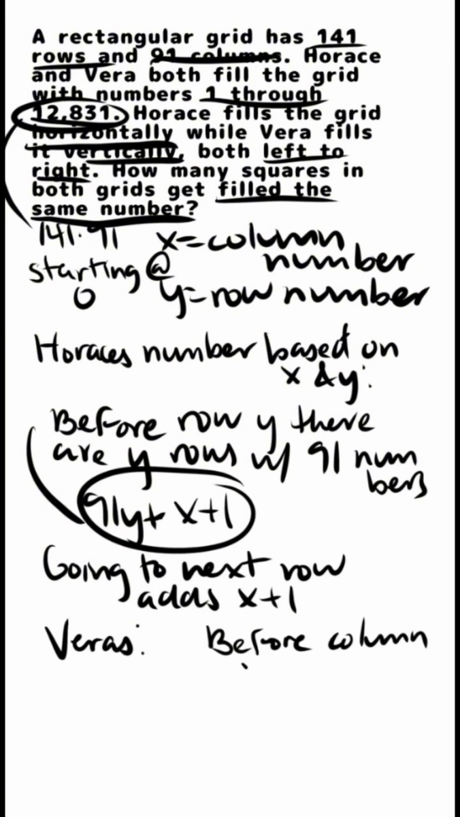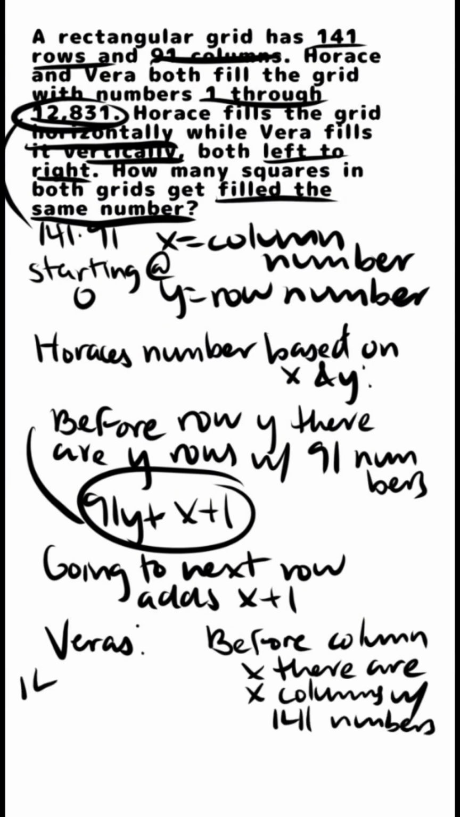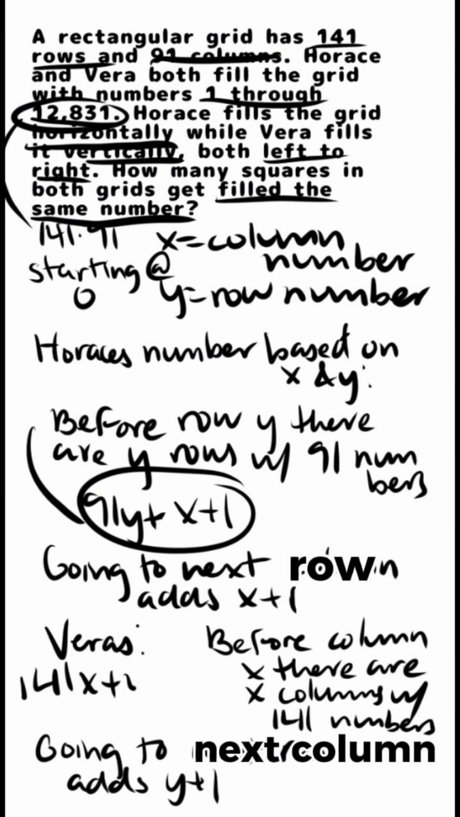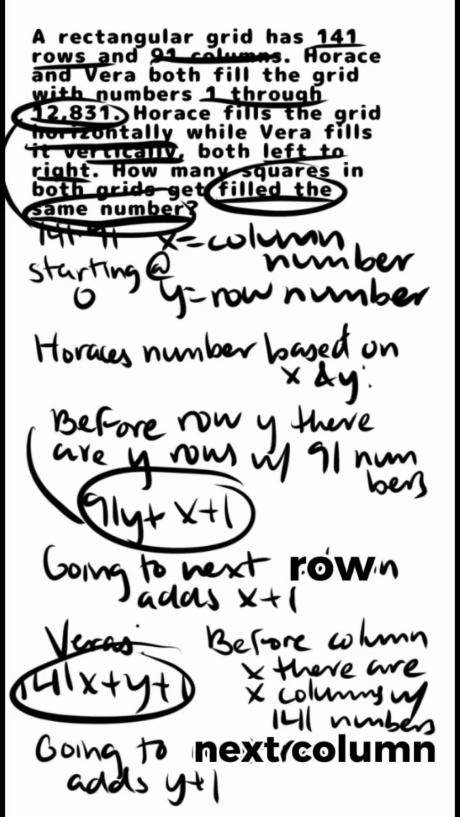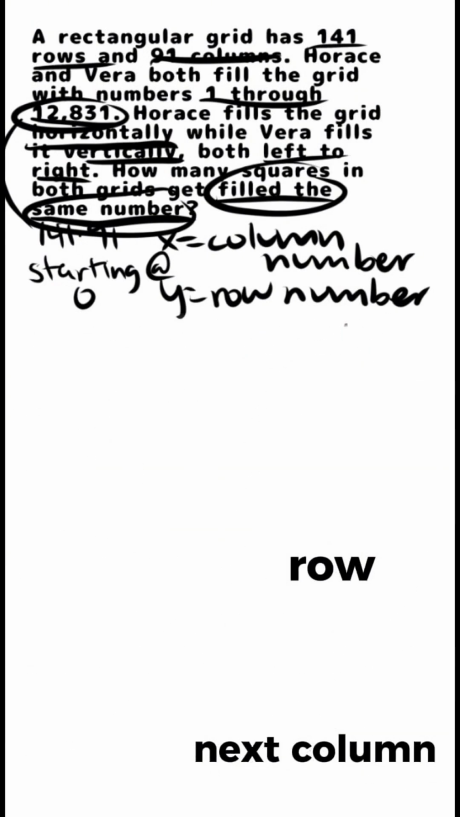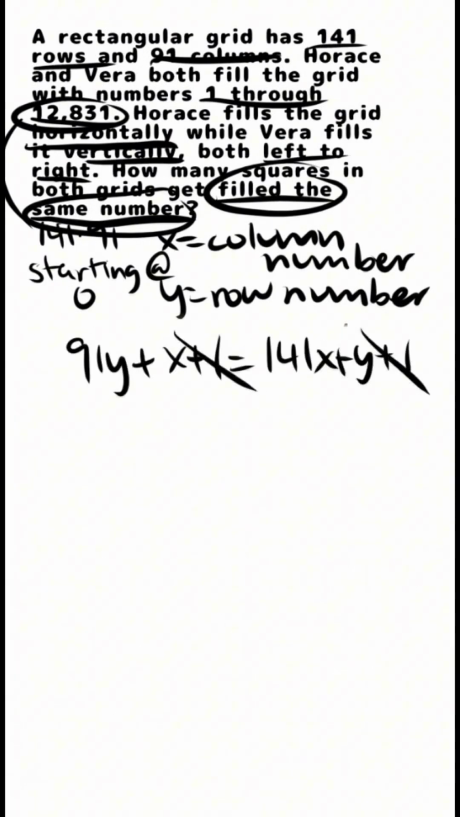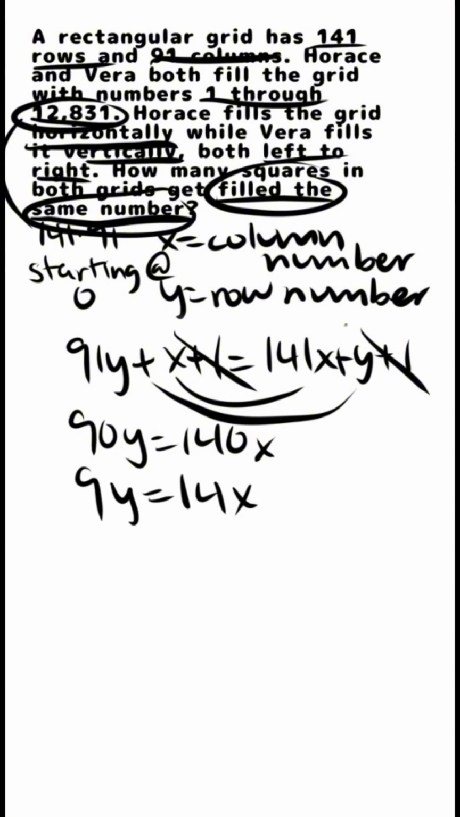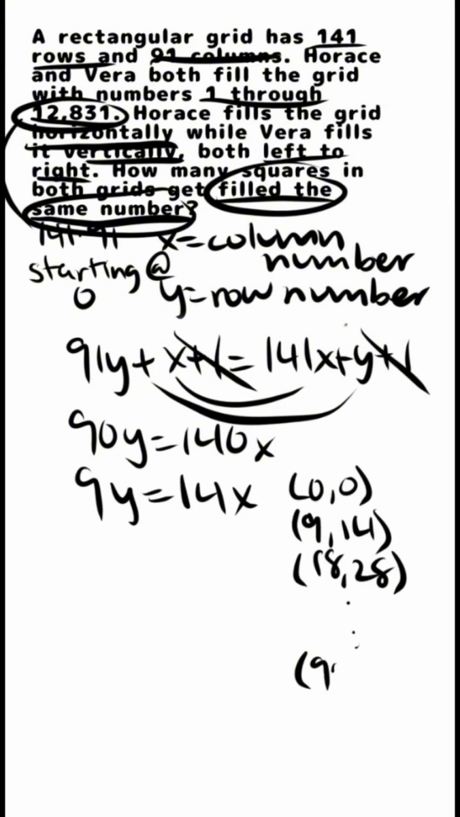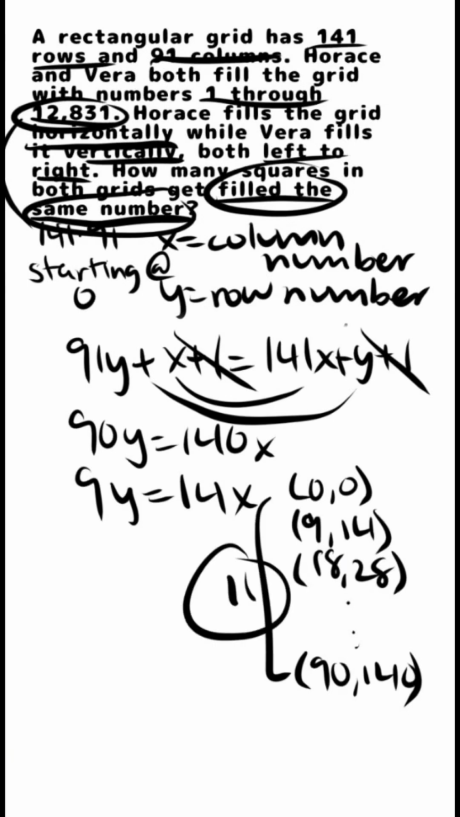Then Vera would fill a square with coordinates x, y with 141x, since there are x columns, each with 141 numbers before the x column, and going to the next column and traveling to row y would need y plus 1 squares. Now we want to know which squares will be filled with the same number, so we should set these values equal. Then we can simplify to get 9y equals 14x, and the positions that satisfy this are 0, 0, all the way up to 90, 140, which is 11 coordinates.